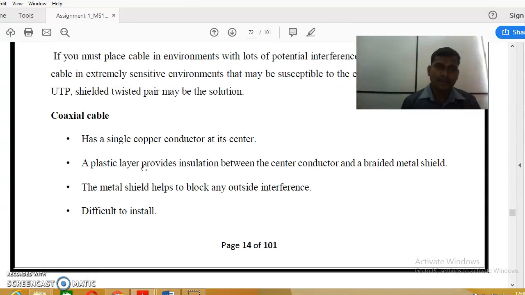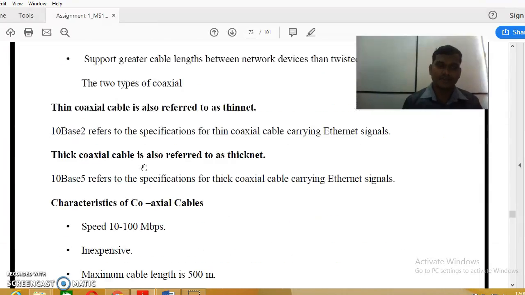The next one is coaxial cable. Coaxial cable has a single copper conductor at its center. A plastic layer provides insulation between the center conductor and the outer metal sheath. The metal sheath helps to block any outside interference. It is difficult to install.